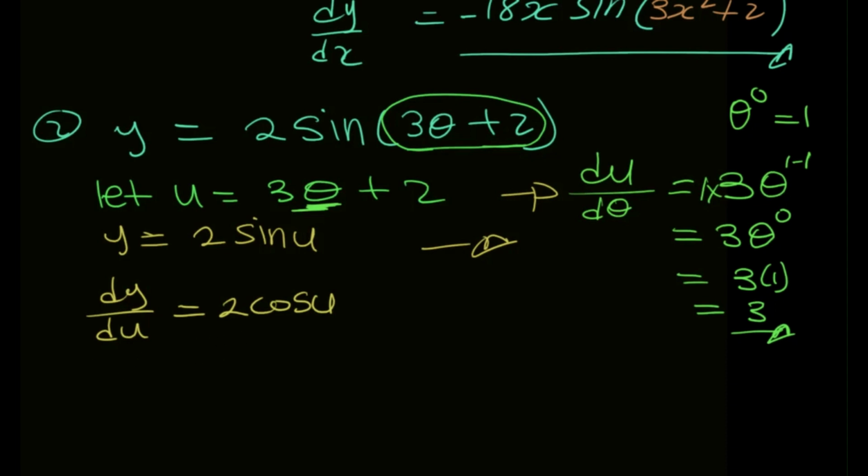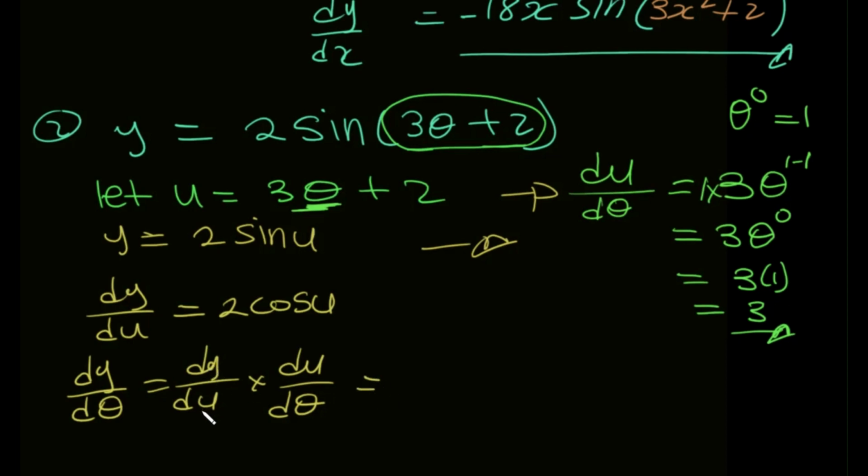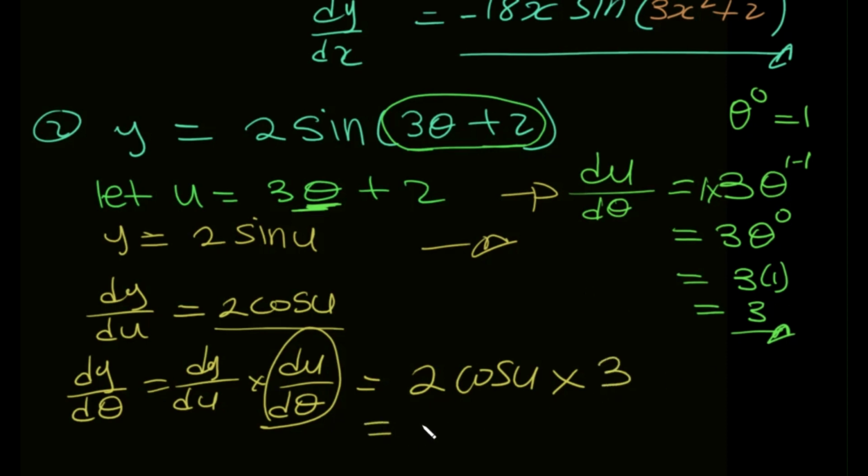Okay. So tying everything together, applying chain rule. In this case, it will be dy d theta is equal to dy over du multiplied by du over d theta. Do we have dy over du? Yes, this is dy over du. Bring it down here. Multiplied by, do we have du over d theta? Yes, it is 3. So this becomes 2 cos u multiplied by 3, which becomes 6 cos u.